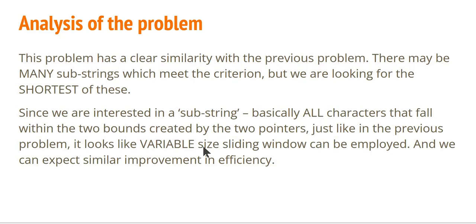We got to find the minimum of all of that, and hence we can expect that the behavior of the algorithm, the flow of the code, is going to be very similar to what we have just seen, and similar performance improvements can be, let's say, expected as well, right? So here, basically, the naive method would be to look at all the substrings and find the minimum of all of that. But we don't need to do that. We can use a sliding window.